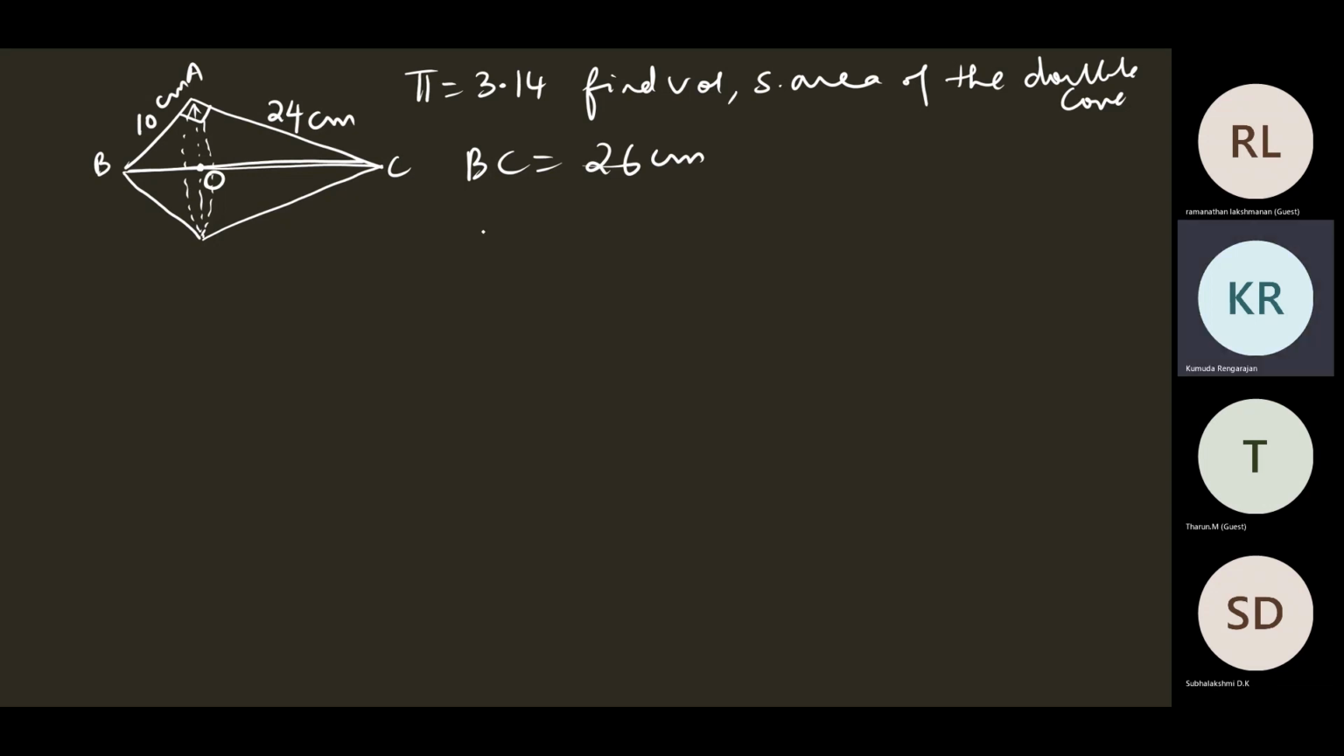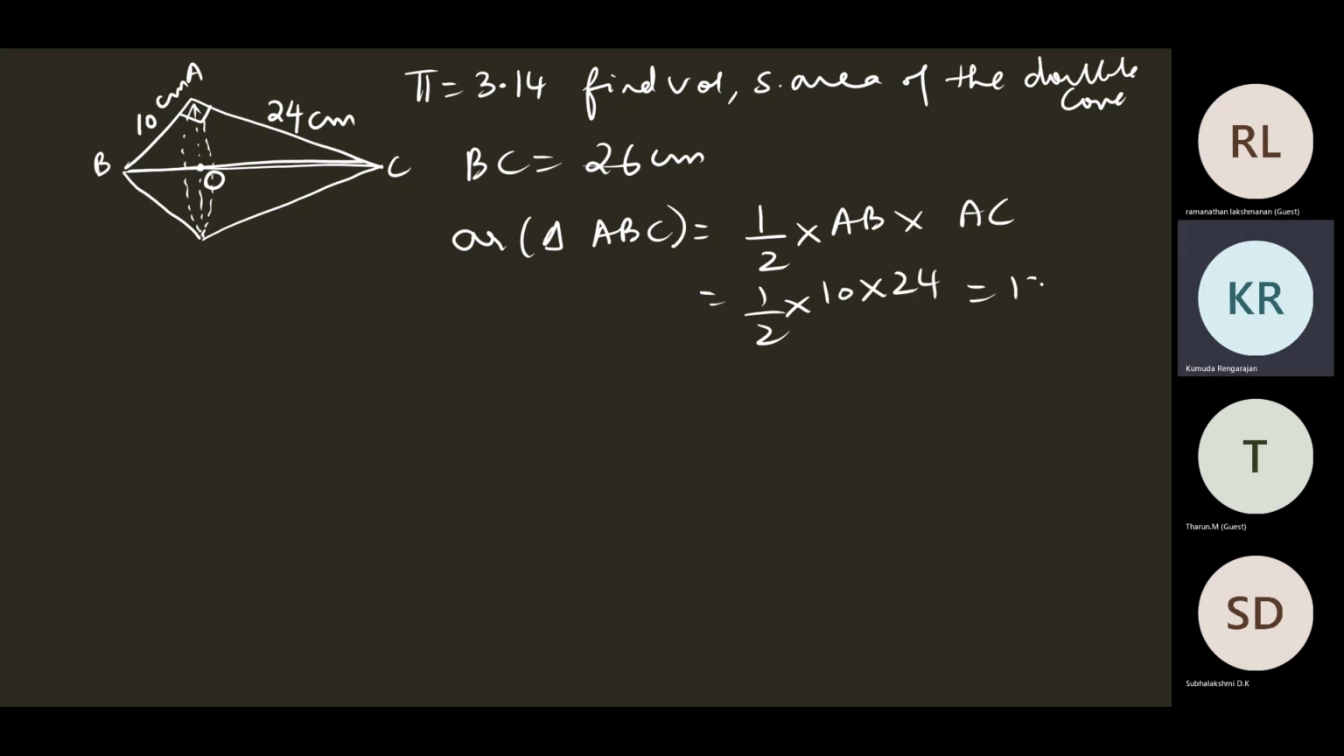Now, the simplest way is to find the area of the triangle. What is the area of triangle ABC? Area of the triangle ABC is half base into height. Half into base AB into height AC. So it is half into 10 into 24, which is 120 centimeters square.